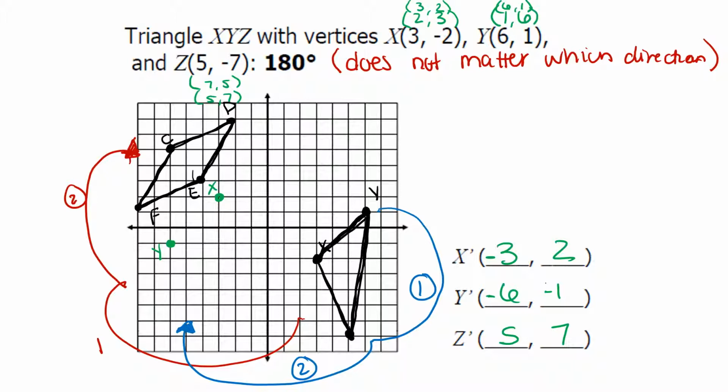And for letter Z, we have to go left 5, and we go up 7, because that was part of our red line. Left 5 is negative, up 7 is positive. We can connect our dots, and we end up with the same triangle that's been turned.